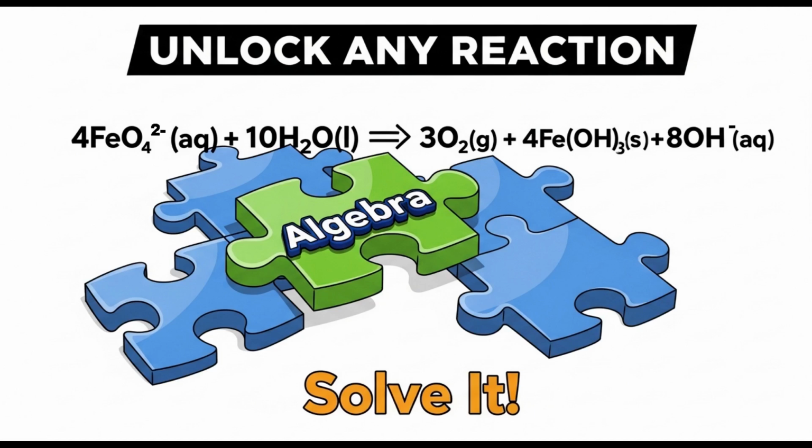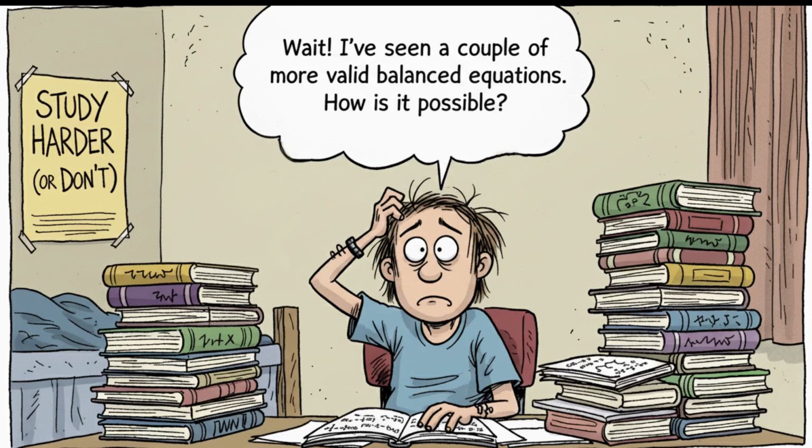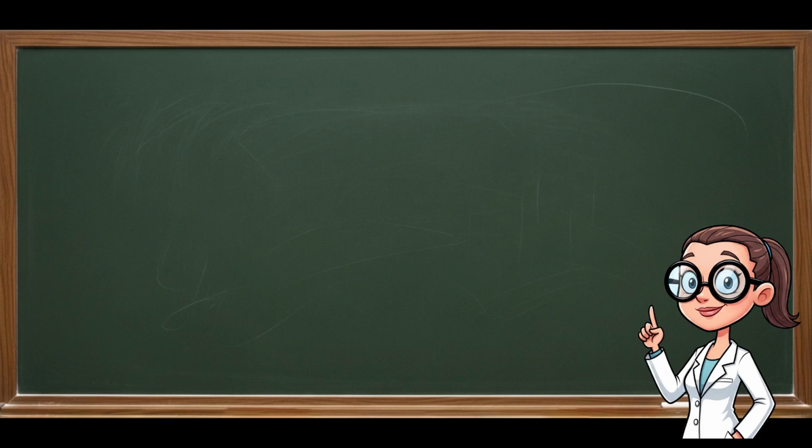Balancing chemical equations doesn't have to be scary. It's just a puzzle waiting to be solved. Wait a sec. I've seen other versions of this equation that still balance. What's going on? Great question. At first, it feels like there should only ever be one right balanced chemical equation, but in reality, multiple valid balanced equations can exist in certain circumstances.